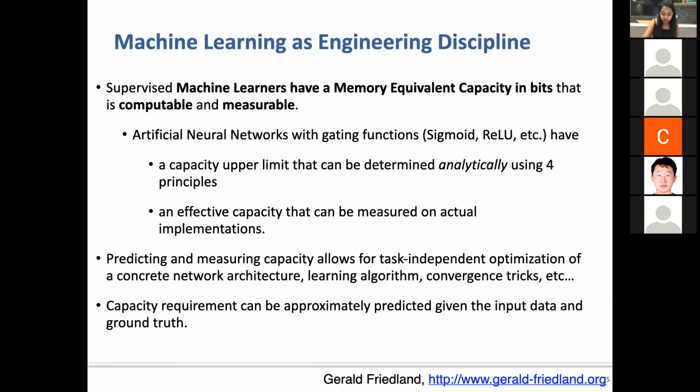And again, just to summarize what's ahead before I open it to questions: what this class does is give you machine learning as an engineering discipline, right? And you will learn that supervised machine learners all have a memory equivalent capacity in bits that is computable and measurable, and that artificial neural networks with gating functions, for example, have a capacity upper limit that can be determined analytically, using four principles.